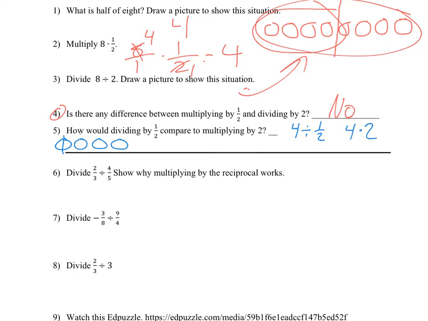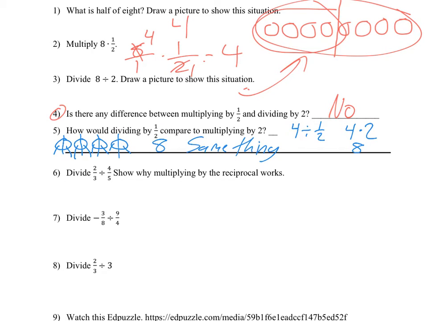So I'm going to basically cut each one of these in half. Now, so how many halves? Well, here's 1, here's 2, here's 3, here's 4, here's 5, here's 6, here's 7, here's 8 halves fit into 4. So 4 divided by 1/2, which is asking how many halves fit into 4, the answer is actually 8. And 4 times 2, the answer is also 8. So how would half compare to dividing by 2? It is the same thing again.